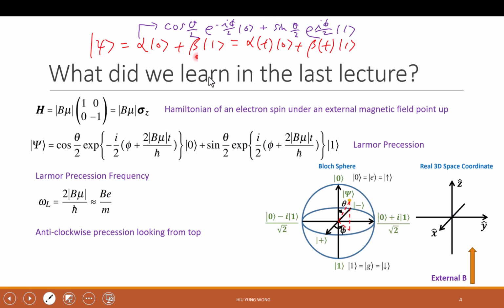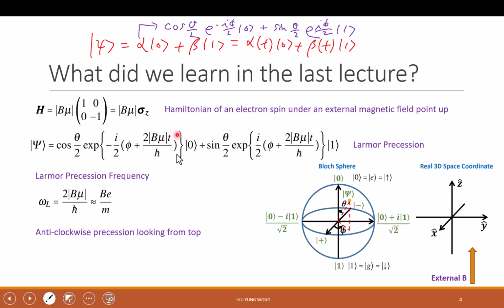So for every state you have alpha and beta, but on the Bloch sphere, it represents a polar angle of theta and an azimuthal angle of phi, right? So after we solve this equation, we get something similar. The theta part doesn't change, cosine theta divided by 2, sine theta divided by 2. The phi part is changed, but how is it changed? The form is still the same, negative i divided by 2 times something, and this something is the original phi, the initial angle, plus something.